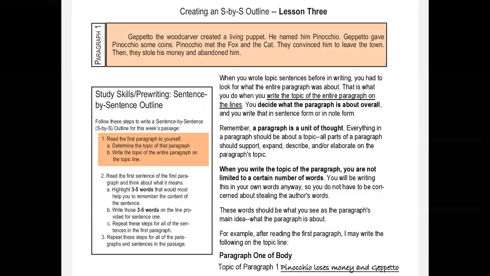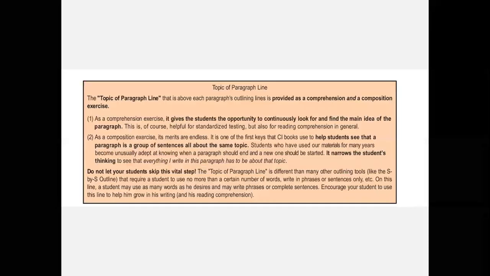And of course, samples. Now, the first paragraph has all samples. It's all done for them in the Tools and Tricks books and in the first lesson of the first semester of all meaningful composition books, first semester ones only. So topic of paragraph 1, Pinocchio loses money and Geppetto, that got cut off. So it is in your teacher's notebook though. So, and Geppetto gives him some money. All right, so that is in the box of steps. That's step 1. And this tells what I just said, topic of paragraph line.